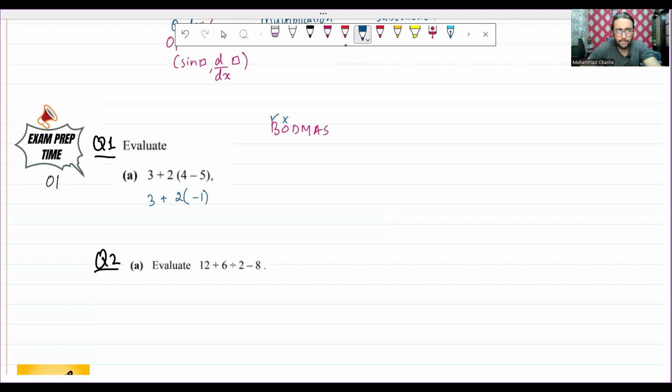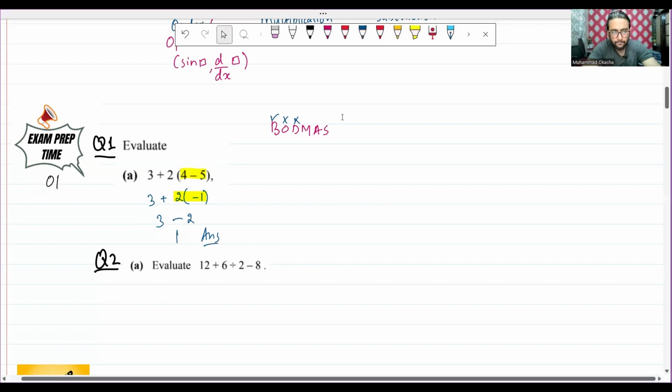And then division, I don't see any division either. And then multiplication. So I'll actually highlight what I did first. I did this first, and I'm going to do this. Right, so 2 times -1, that would be -2. Then 3 comes along. 3 minus 2 is just 1, so 1 is my answer. Okay, I hope it's not so bad.